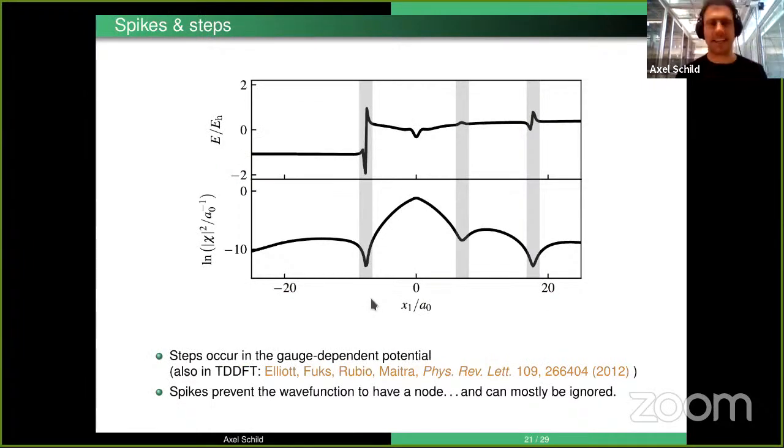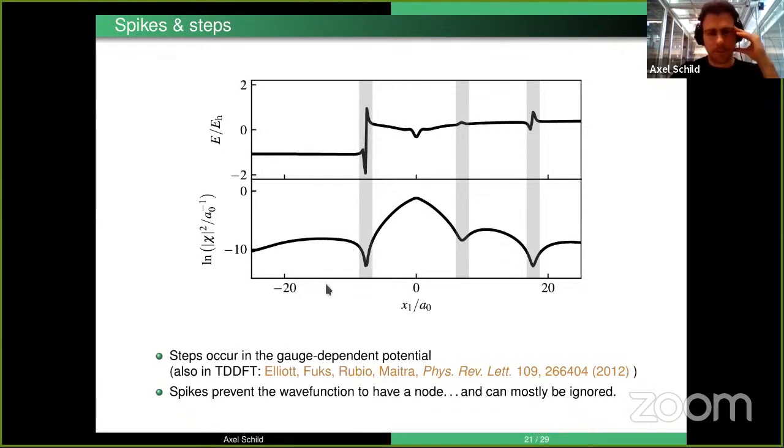First, these spikes and steps, the things that make this potential rather ugly, also occur in time-dependent density functional theory. And the steps, in our case, for the atom at least, are only in the gauge-dependent part of the potential. And so far, we've just ignored them. They kind of indicate some rearrangement in the core, which changes the density of your outgoing electron a little bit. But it's always at positions where there is a very small probability of finding the electron anyway. So we just ignored the steps so far.